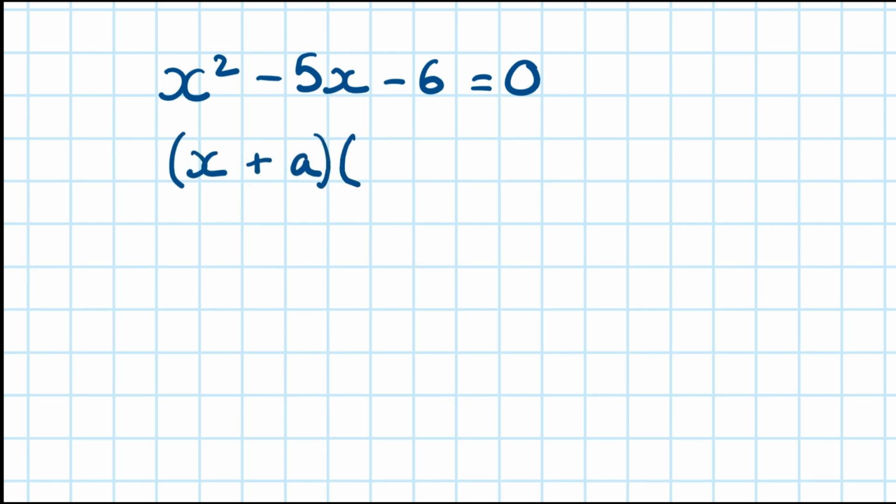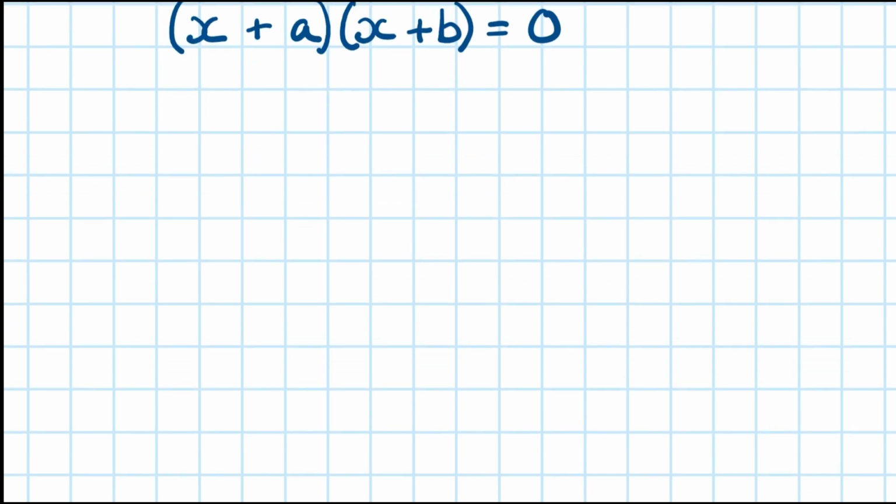We're given a quadratic, x squared minus 5x minus 6 equals 0, and we need to find what x is. The answer is going to be of the form x plus a and x plus b, okay? And I'll explain why. If we lay out our grid, let me just quickly do this.